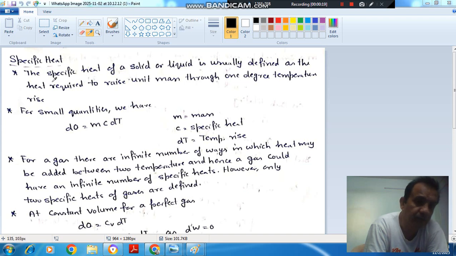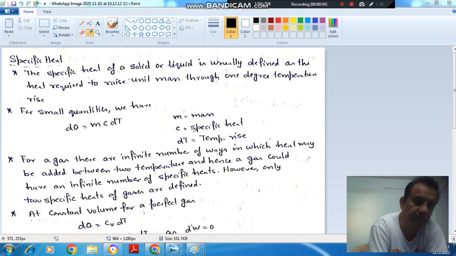The definition of specific heat: specific heat of a solid or liquid is usually defined as the heat required to raise unit mass through 1 degree temperature rise. So if we take mass equal to 1 and temperature rise of this mass equal to 1 degree, then what is the heat required is the specific heat. For a small quantity this can be written as dQ = mc dT, where m is mass, c is specific heat, dT is the temperature rise, and dQ is the heat.